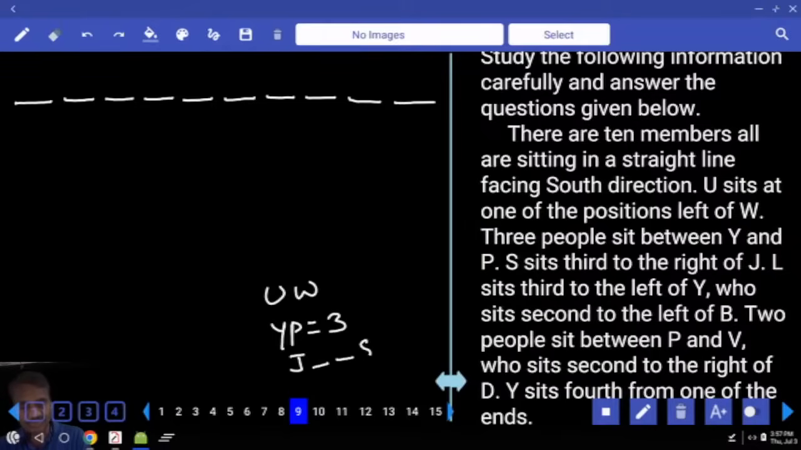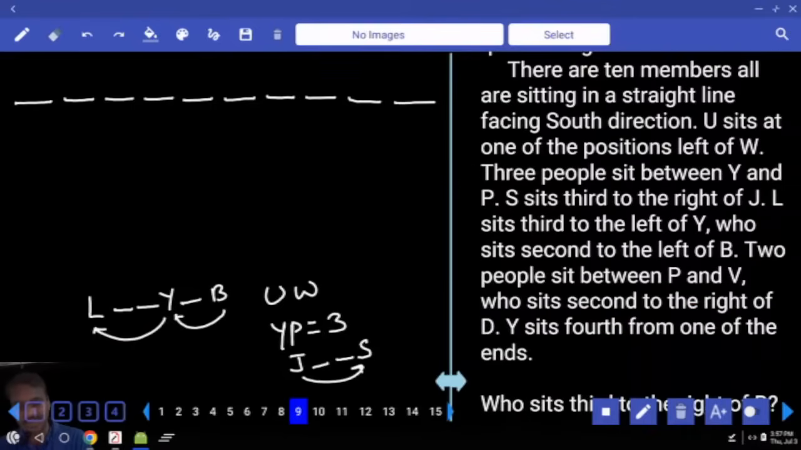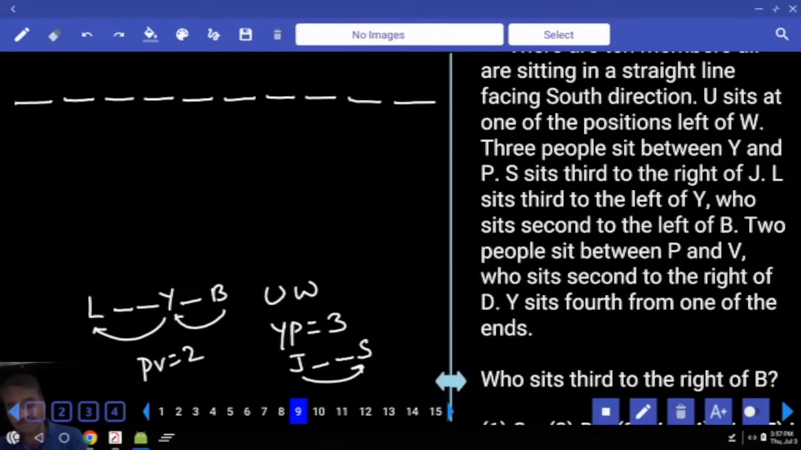S is south to the right of Z. J is here, S is here. L sits south to the left of Y. L is seated south to the left of whom? Y. Y sits second to the left of W. Then there are 2 people between P and V. Now in between P and V, how many? 2 people. And V sits second to the right of D. Now V is seated second to the right of whom? D. And Y sits second to the left of B. 2 people between P and V.